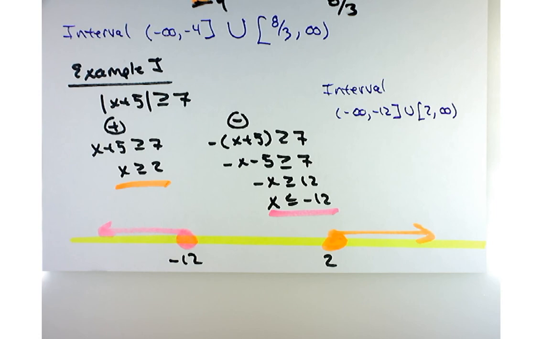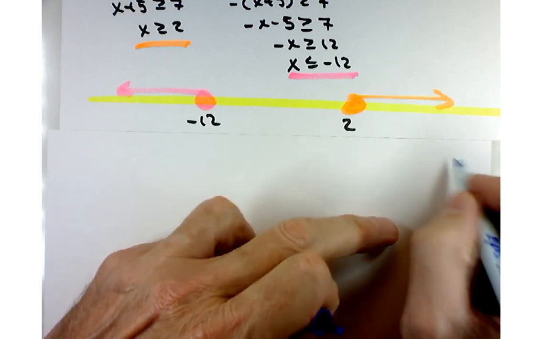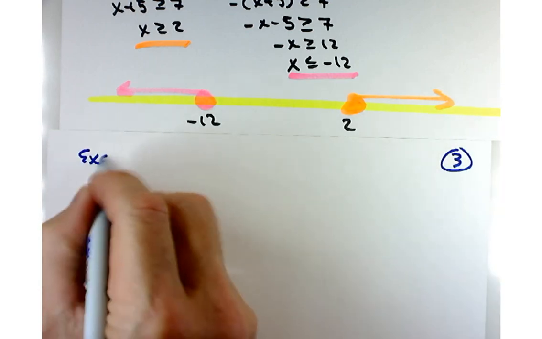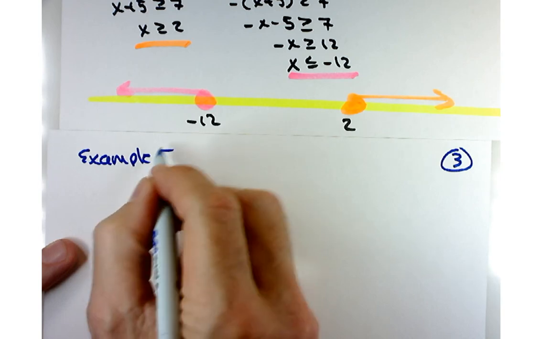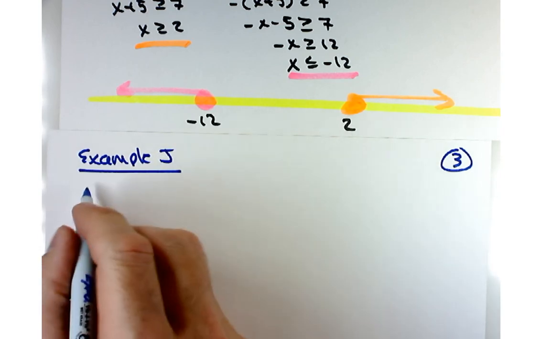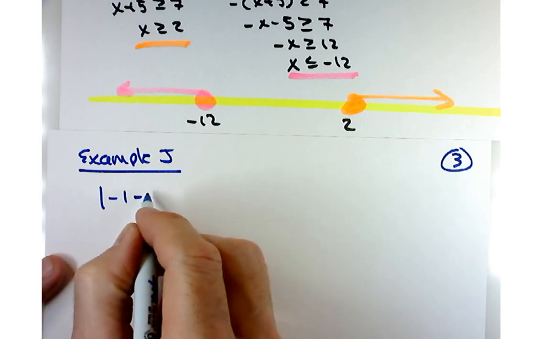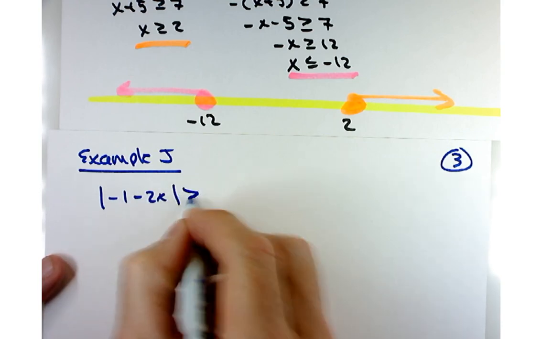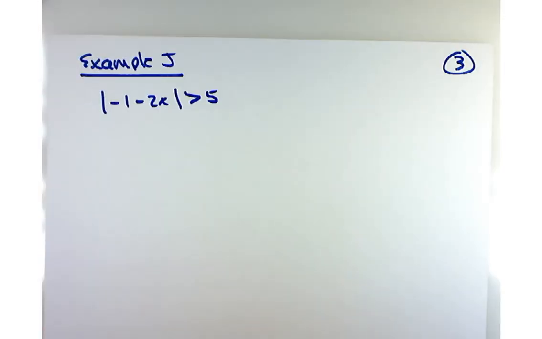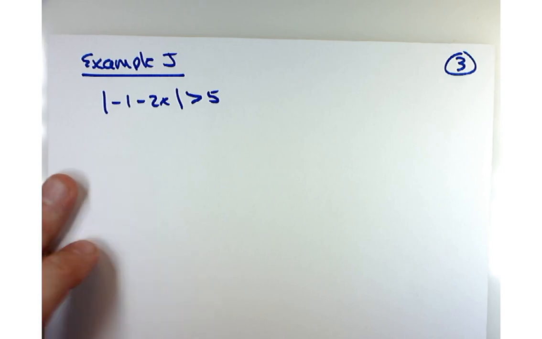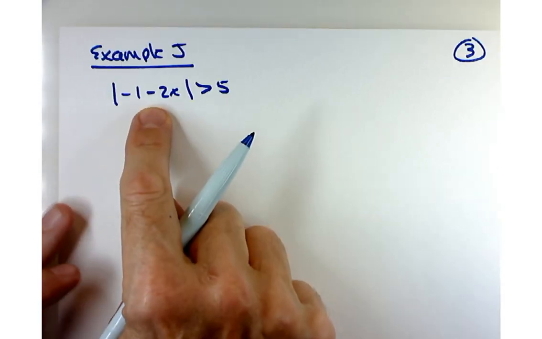Okay, let's keep going with example K. No, let's see. How about example J first? Example J. Absolute value of negative 1 minus 2x is greater than 5. So a couple little trickier problems here to keep the momentum going. This one's a little bit tricky because of the negative stuff going on the inside.